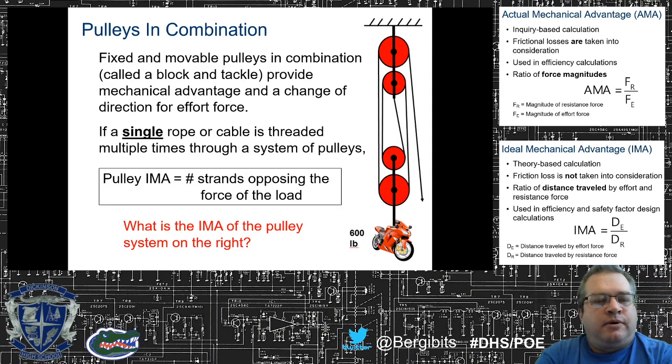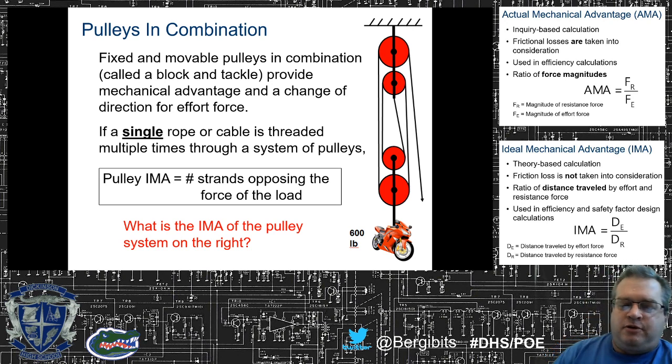All right, so pulleys in combination, fixed and movable pulleys combined, are called block and tackle. We used a lot of this stuff when I was in the Navy. It provides mechanical advantage and a change of direction of the vector force. A single rope or cable is threaded multiple times through a system of pulleys. Pulley IMA equals the number of strands opposing the force of the load.